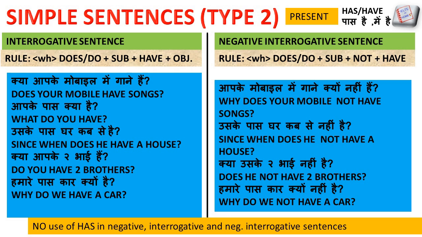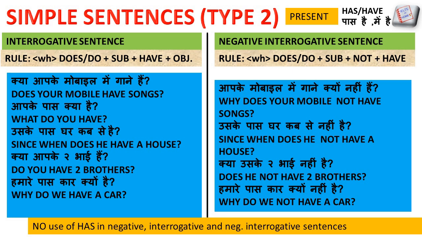क्यों means why, and then according to the rule we use do or does. Because mobile is singular, we use does, and then the subject your mobile. Because this is negative, we use not, and then have, and then the object songs. Why does your mobile not have songs? We are not using has there. Many students get confused because your mobile is singular, so they may use has, but no, that's not the rule. In simple sentences we only use have. उसके पास घर कब से नहीं है? Since when does he not have a house? And there are more examples, you can read them all to understand better.